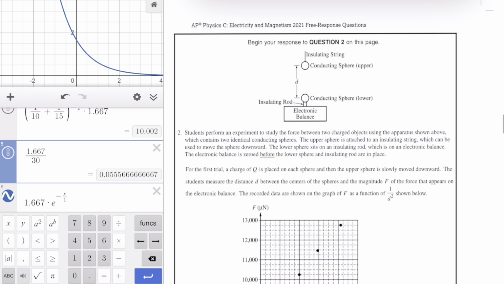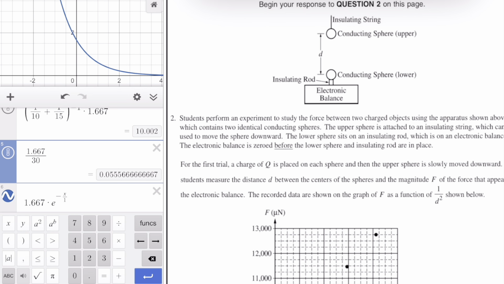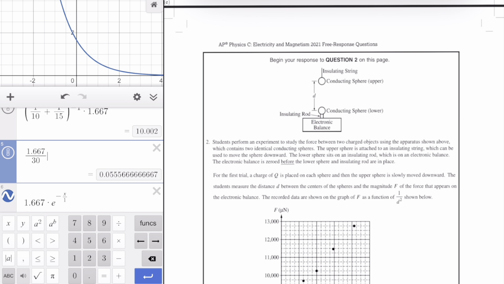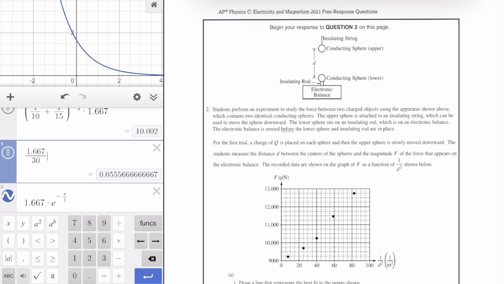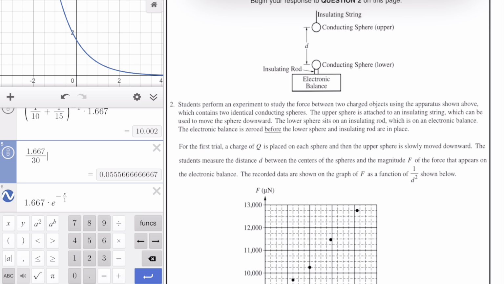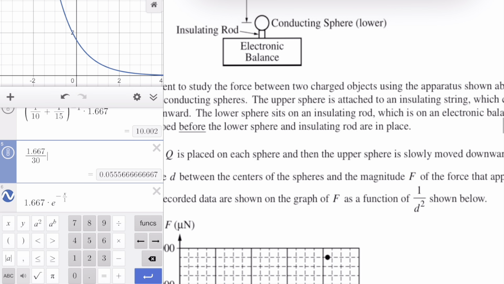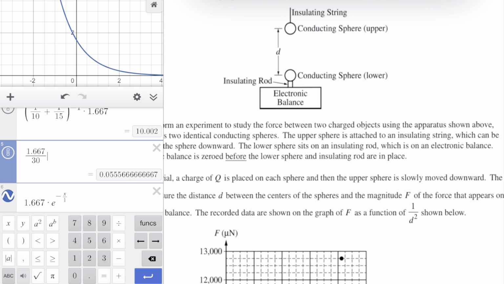There we go. Now we're on question 2. Students perform an experiment to study the force between two charged objects using the apparatus shown above, which contains two identical conducting spheres. The upper sphere is attached to an insulating string, which can be used to move the sphere downward. The lower sphere sits on an insulating rod, which is on an electronic balance. The electronic balance is zeroed before the insulating rod and lower sphere are in place. So before this rod and this sphere get on there, the balance is zeroed.